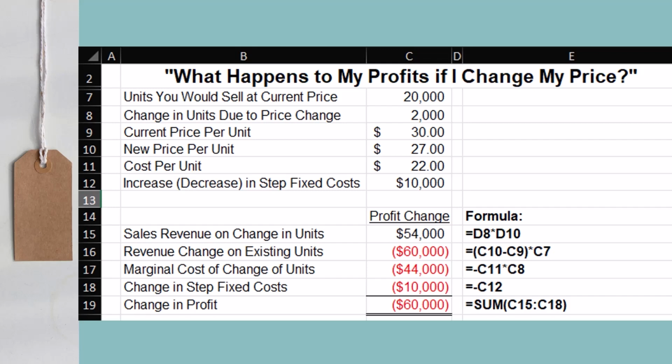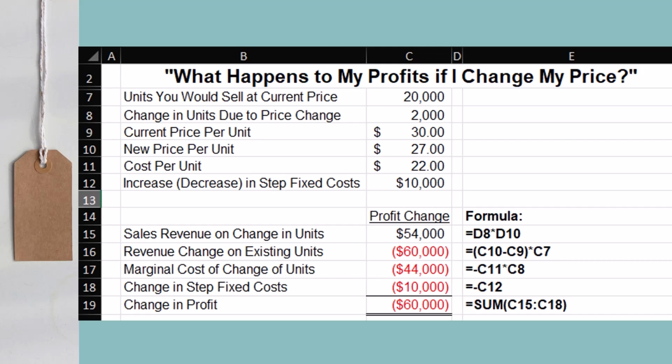The analysis starts with the current volume of 20,000 units. The price decrease increases sales by 2,000 units. Your current price is $30, so a 10% decrease means a new price of $27. Let's assume that your marginal cost per unit is $22. It's important to use marginal costs in this analysis. I'll explain more about this later.